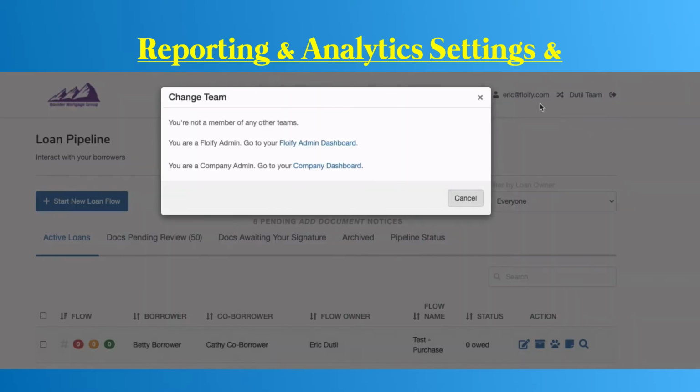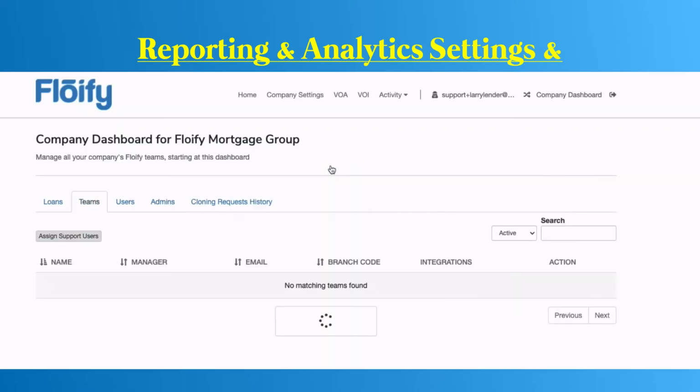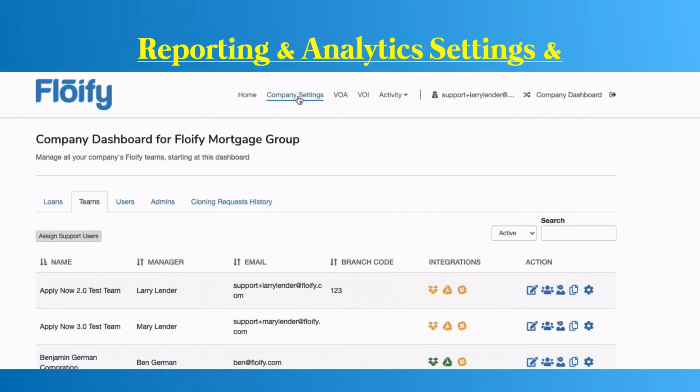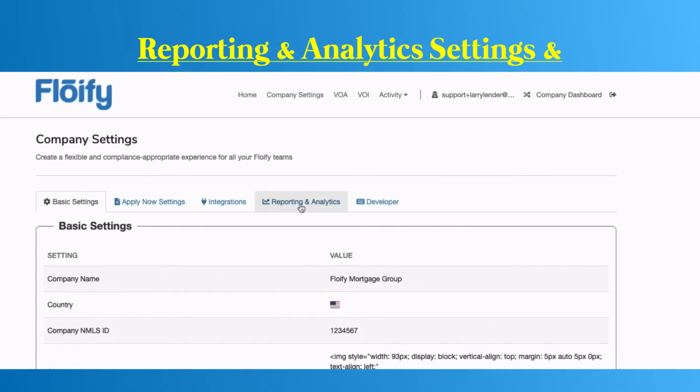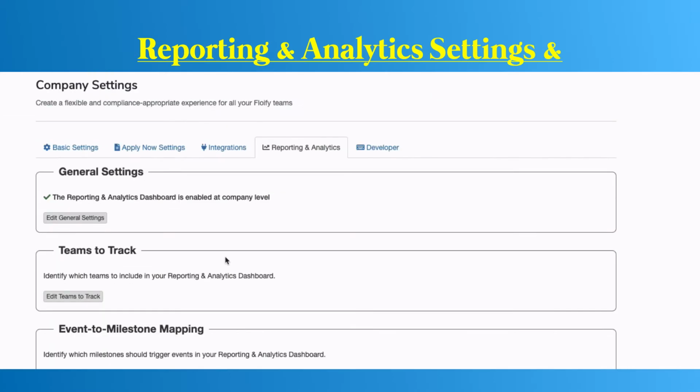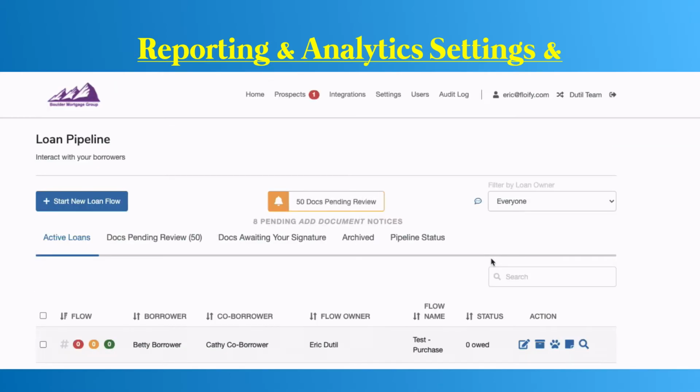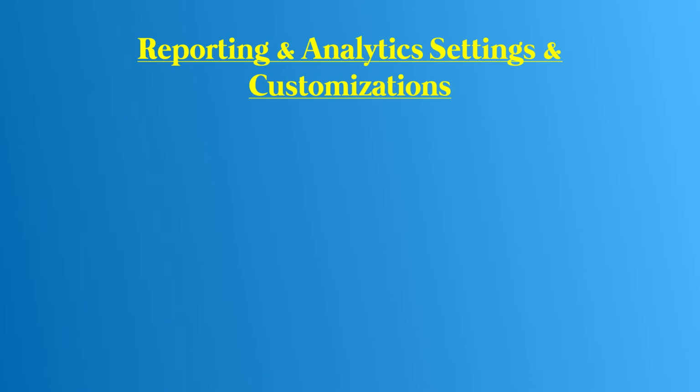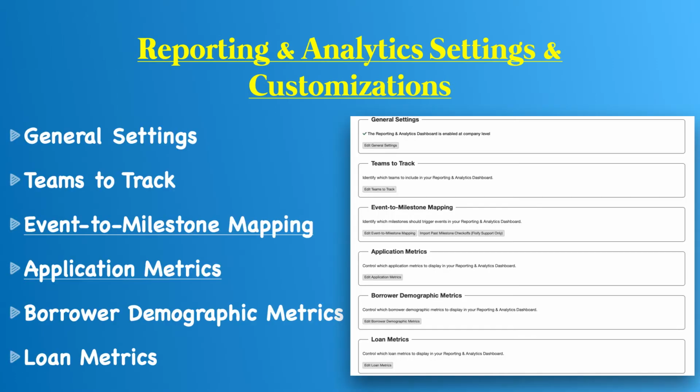So we'll go up here and click on our team, and we're going to go to the company dashboard. We're going to go to company settings, and then we're going to find that reporting and analytics tool. Now we're going to cover a few different options in our settings here. The first is going to be our general settings. This is essentially how you turn on and off the reporting and analytics if you ever want to. Teams to track is pretty self-explanatory. You can also pick and choose which teams you want to track.